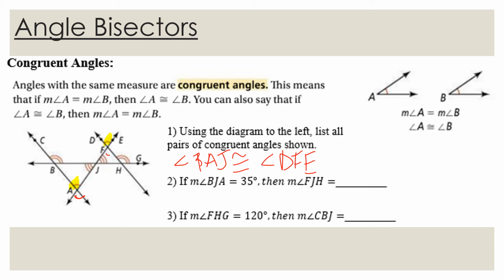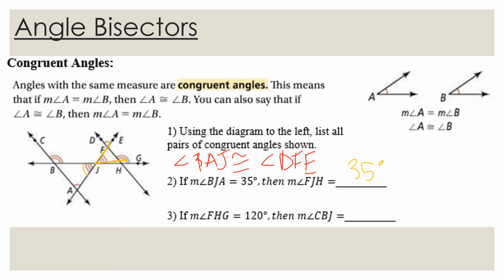Then, if we're looking at another pair, these guys are vertical angles, and we have those different congruent signs there. So for time's sake, I'm just trying to go through this quick, but there are multiple different pairs of congruent angles there, okay? So then, if the measure of angle BJA, so BJA is right here, is 35, then what is FJH? Those two are congruent angles. They're also vertical angles. Vertical angles are congruent, and they have the congruent symbols there. So that is 35 degrees.